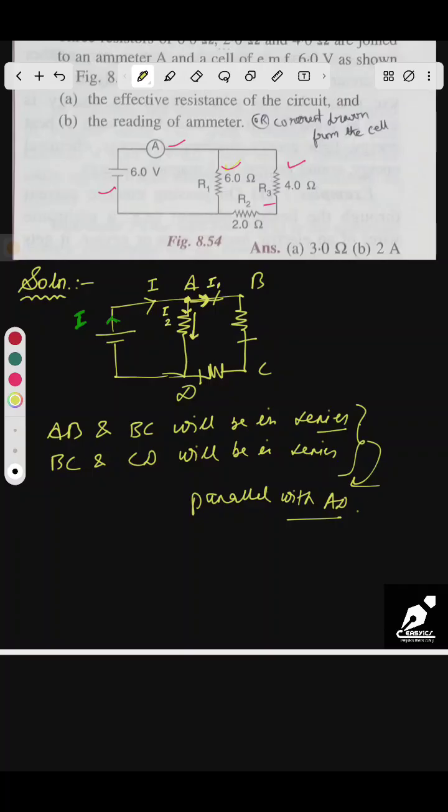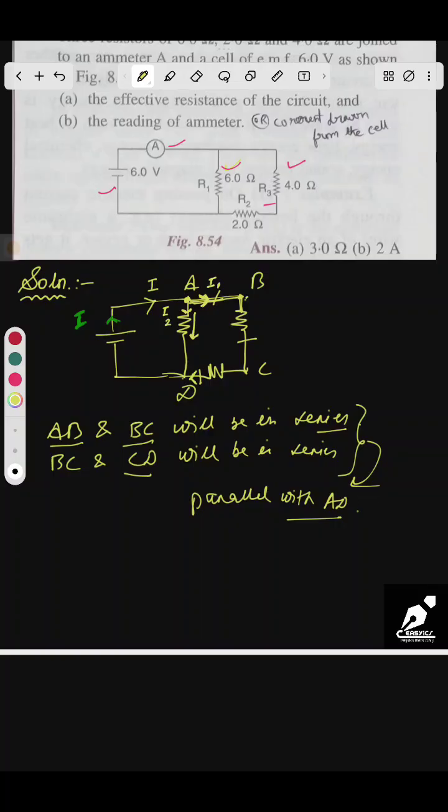Now tell me one thing, we know that in series current remains the same. I1 will be traveling from A to B. From B it will turn downward and travel to C, because there is no other obstruction. From C it will now travel to D. So AB, BC and CD all have the same current. If the current is the same through some resistors, we say the resistors are in series. That is why I said AB, BC, CD will be in series, right?